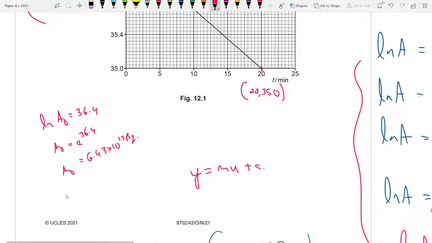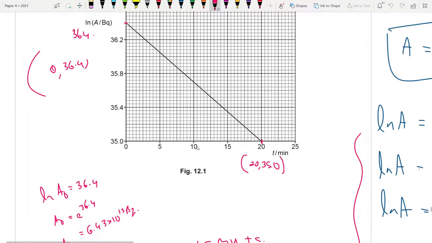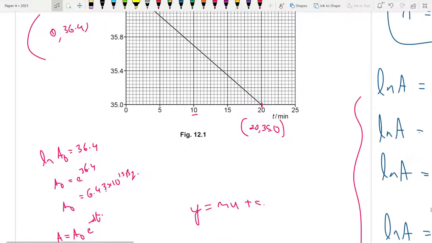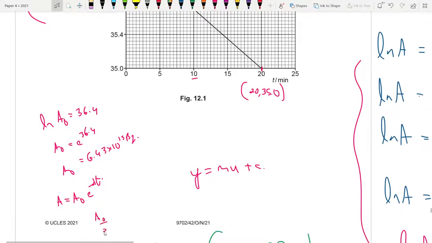And then you could use A is equal to A naught e to the power minus lambda t, where you could find out A naught by 2. Okay, you could get a half-life. You could basically read off the half-life. You can figure out when we get half the activity of the original, and we could read it off as 10. Because A naught by 2 would be what exactly? 6.43 into 10 power 15 divided by 2, right? Which is 3.2. A naught by 2 is 3.215 into 10 power 15.